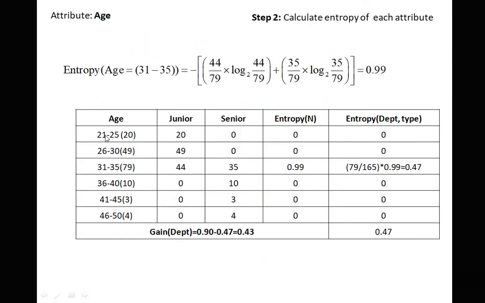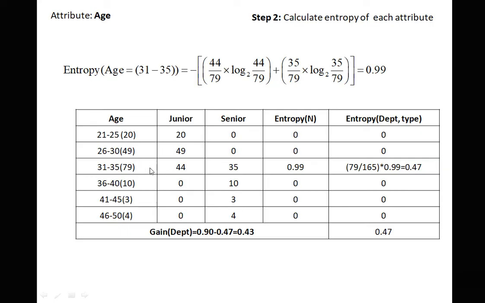Now in age a lot of categories are there, so we need to separate out each category and write down the records. In 21 to 25, 20 records are there, out of which 20 are junior, 0 are senior. Now when one of the probabilities is 0, as I explained in the first video, our final entropy is 0, and when they are equiprobable then entropy is 1. The reason behind that I have explained in my first video. Here there is no need for calculation because one of the probabilities is 0, so the answer is 0.